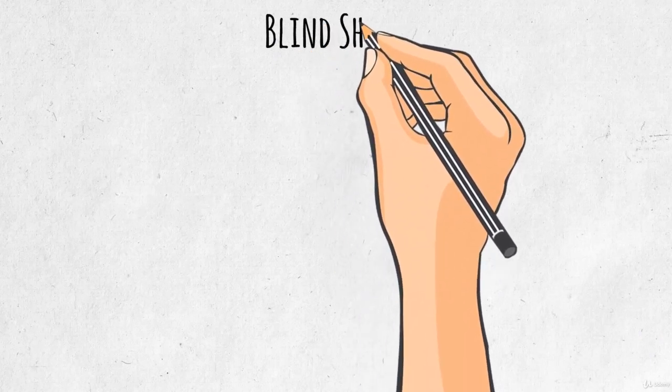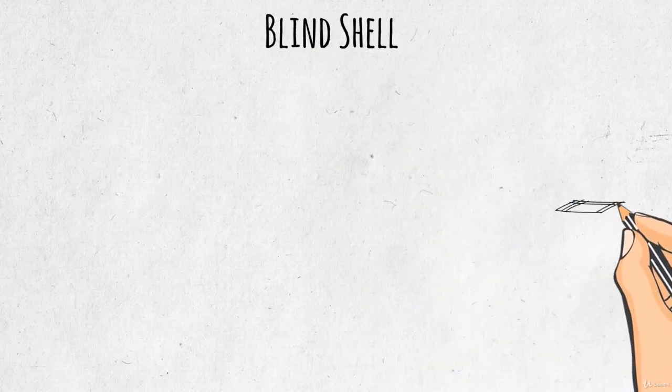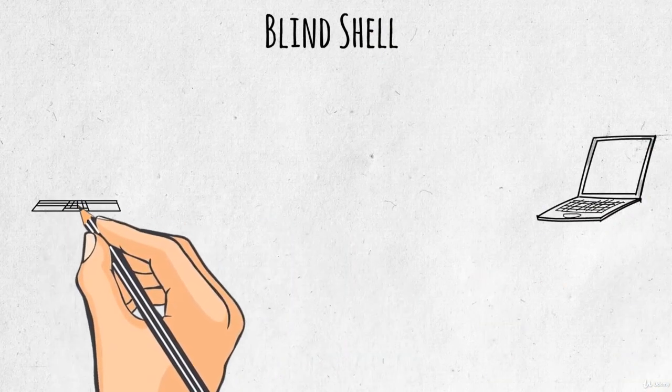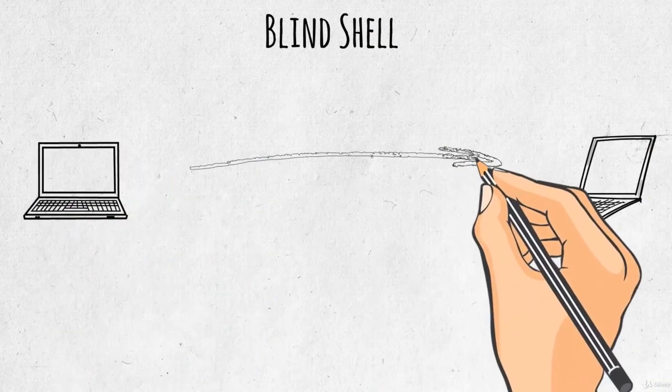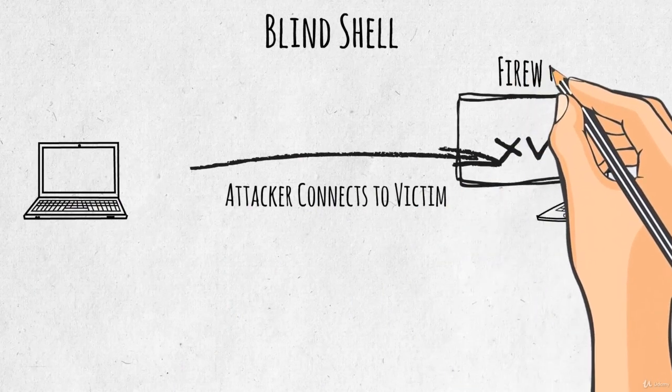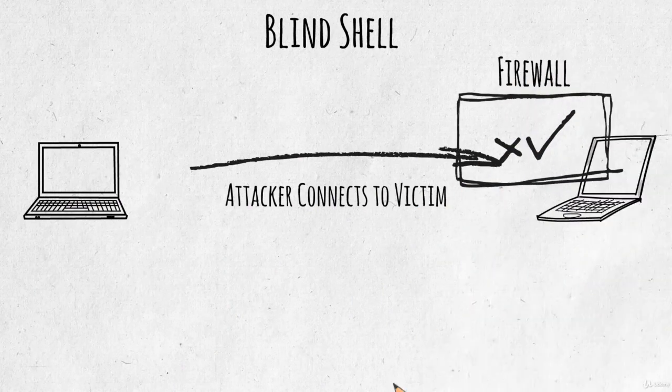Now let's see what is a bind shell. In a bind shell, the hacker requests the victim and connects to the victim. So there are some drawbacks. The victim might have a firewall. A firewall basically stops the connection between the hacker as well as the victim. So in most cases, bind shell is not used and reverse shells are used.